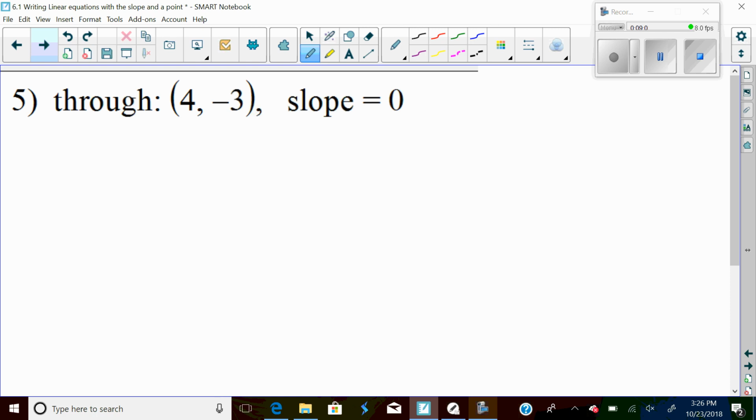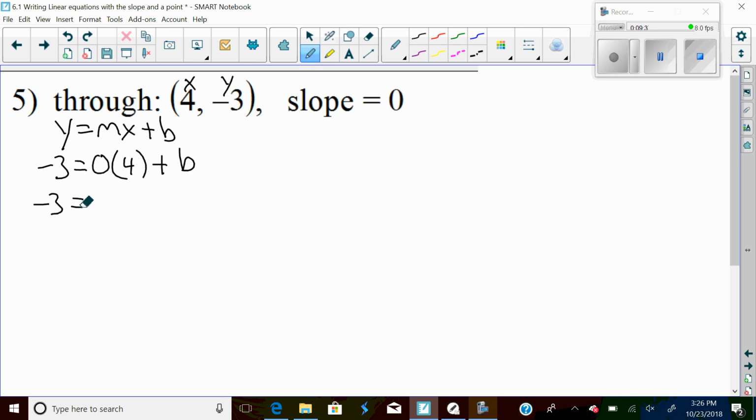Okay, so let's take a look. We're going to start off by writing y = mx + b. Plug in y, -3. If it helps to label this, go ahead and do that: x and y. -3 here. Slope, 0. I'm going to multiply that times the x, which is 4. And we don't know what the y-intercept is. So now we do 0 times 4. We get -3 is equal to 0 times 4, which is 0, plus b.